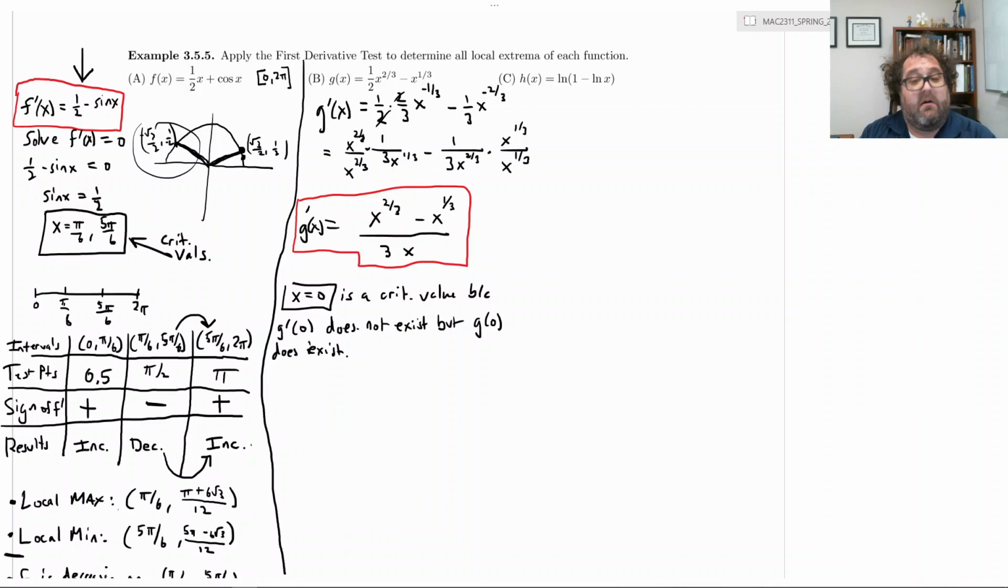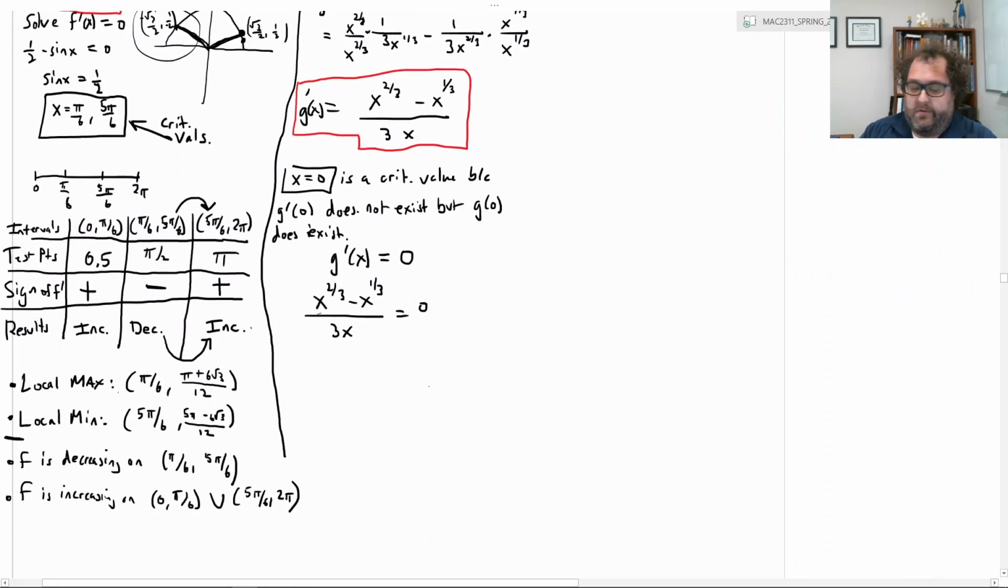There's one. But now, of course, we need to do our usual solving g prime equals 0. So g prime of x equals 0. That's x to the 2/3 minus x to the 1/3 over 3x equals 0. Now, again, you've heard me say this so many times now, that is a quotient. And a quotient set equal to 0, all you have to worry about is the numerator. So we can instead focus on x to the 2/3 minus x to the 1/3 equals 0.